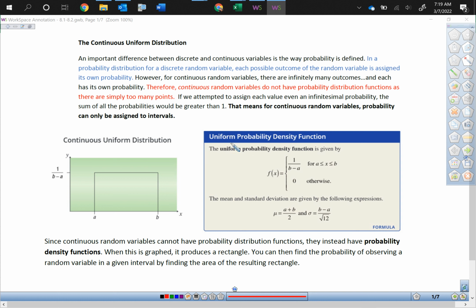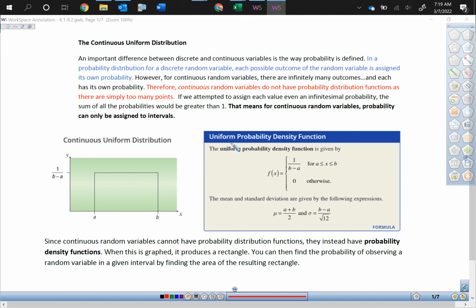Okay, today we're going to start off by talking about the continuous uniform distribution. An important difference between discrete and continuous variables is the way the probability is defined. We already know that discrete is counted and continuous is measured, and discrete is like start and stop, and continuous can have everything in between it.